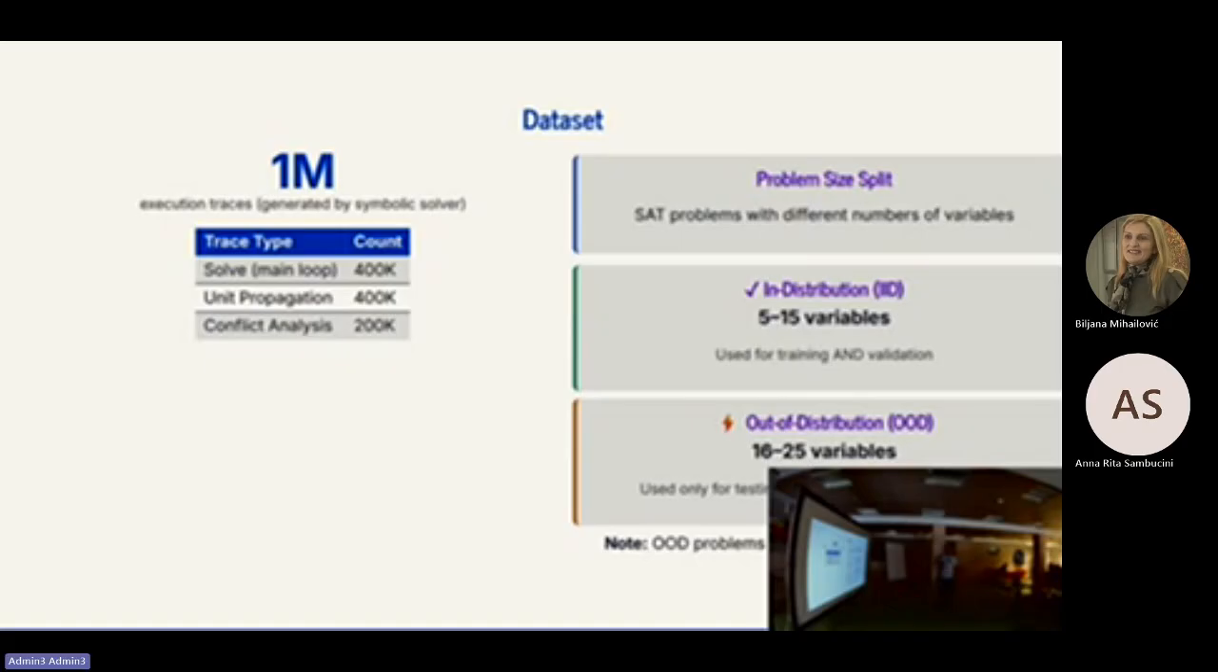There is also a table with trace types. Because the execution trace is too long, we need to divide the data into these steps. So we can predict the main loop, then we can predict the unit propagation, and then we can predict only the analysis. And from this information, we can compute the output.